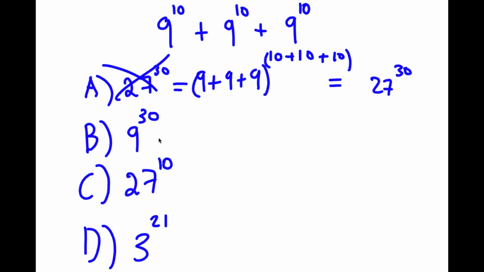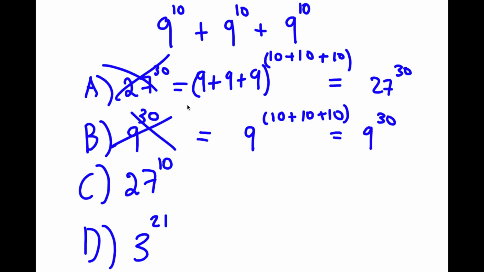Now for B, we have 9 to the power of 30. And to get this, what's likely been done is keeping the base the same as it is. So all the bases are 9, so we keep that the same. And then we add all the exponents. So we do 9 to the power of 10 plus 10 plus 10. And 10 plus 10 plus 10, that's 30, and 9 stays the same. So I have 9 to the power of 30. And this is actually wrong as well. That's also not the right way to add exponents.